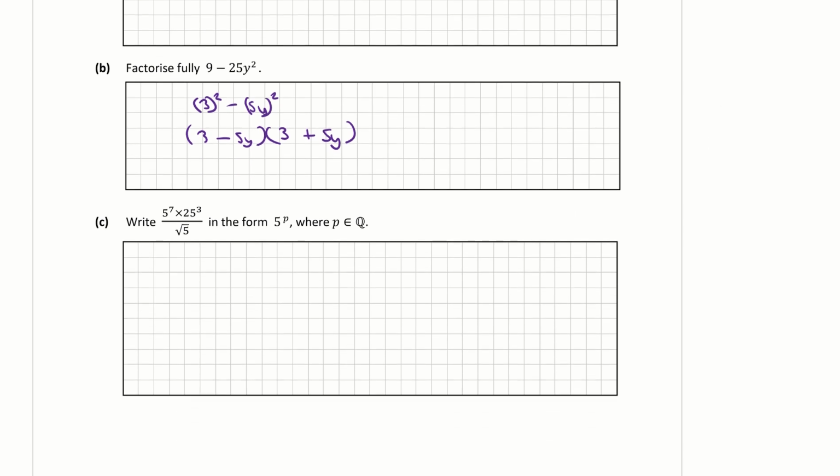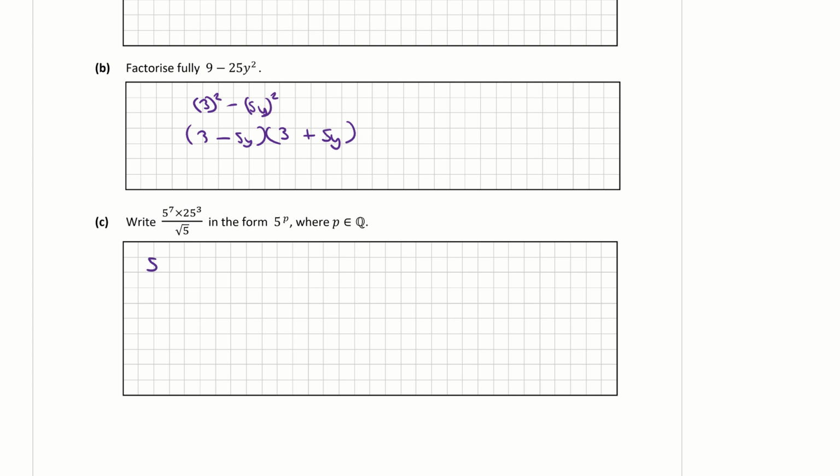Part C, write the following in the form 5 to the power P, where P is an element of Q. So Q are your fractions and decimals, basically your reals, I should say. So it could be fractions, decimal numbers here. Where are we going to start with this? We're going to have to change that 25 first of all, aren't we?